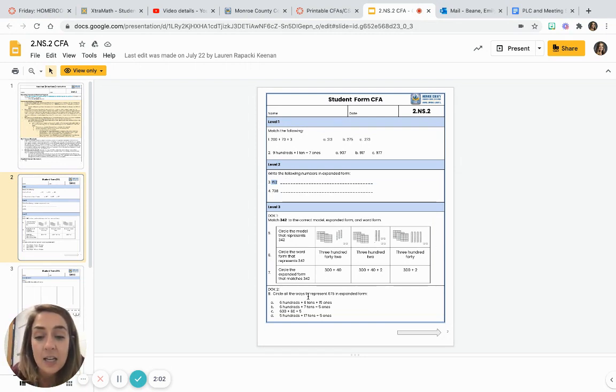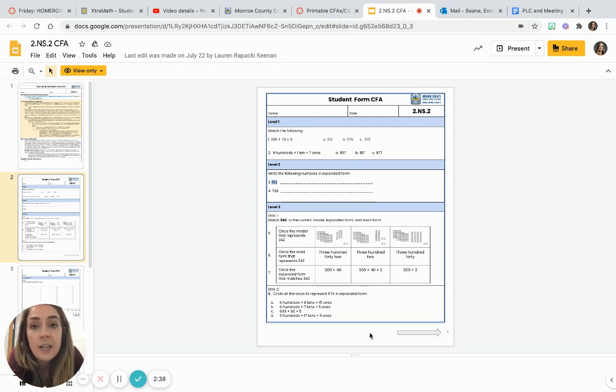Then for this section, it says match 342 to the correct model, expanded, and word form. So this whole row shows different models. So you're going to circle either this one, or this one, whichever one is showing 342. Then down here, here's different word forms. You're going to circle the one that says 342. Then same down here, you're going to circle the expanded form for 342. So there's 3 different options. You're going to circle one.